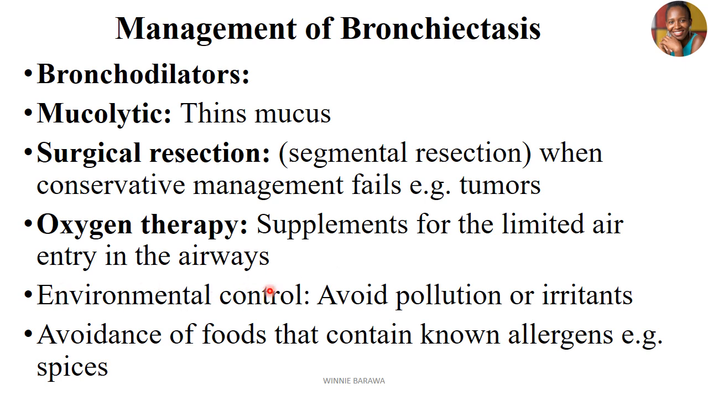There's environmental control, that is maintaining clean spaces, avoiding pollution, and ensuring that there's no presence of environmental irritants that the client can be exposed to. And the other bit is avoidance of foods that contain allergens. And foods that contain allergens could be, for example, spicy foods or foods that are over-prepared with too much stimulating products or substances that can actually affect the patient.